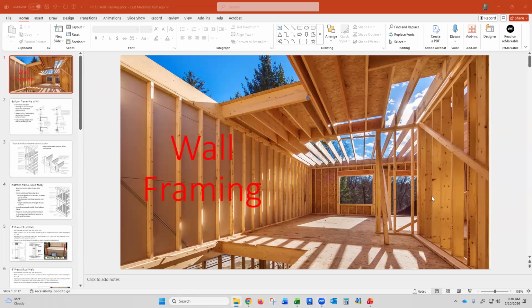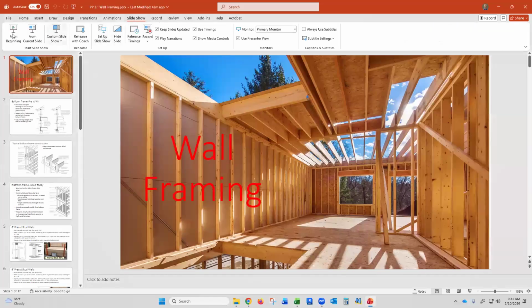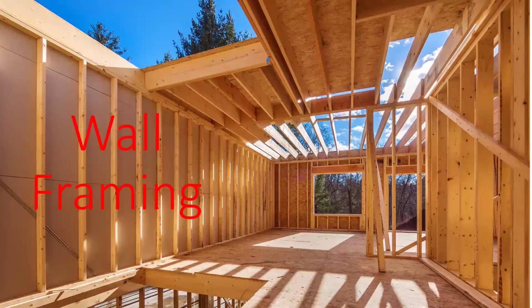Okay. So first thing I want to do is talk a little about wall framing. So let's go ahead and get to the slideshow. So what we're going to be doing is sizing headers. So the header is the part here that goes over an opening. So you can have a door header over a door or a window header over a window.